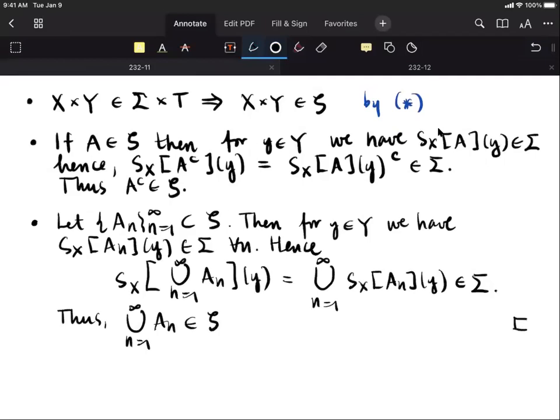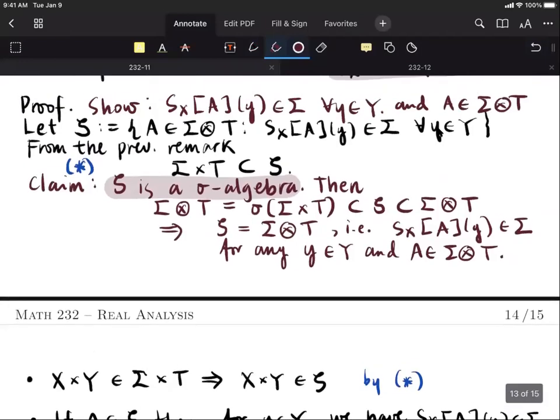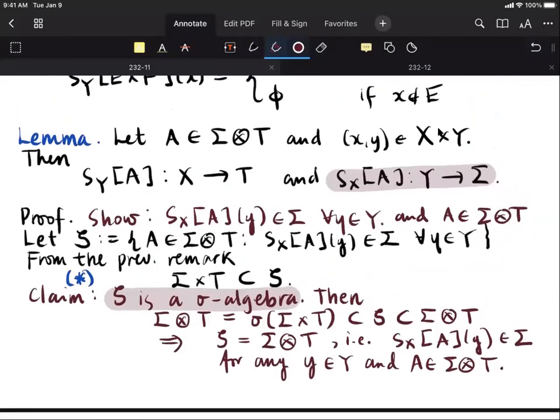So therefore, these three points imply that S is a sigma algebra, and according to what we have discussed earlier, this will imply that the section of an element in the product sigma algebra on X maps y into sigma. The first statement can be handled in an analogous manner.